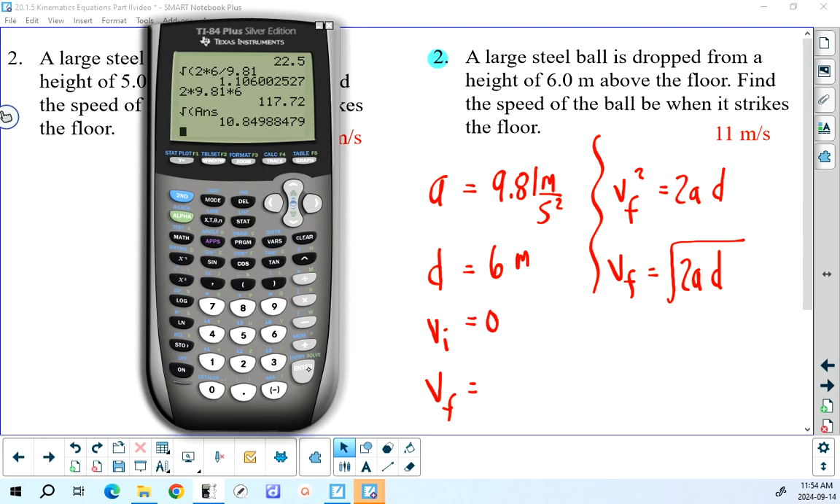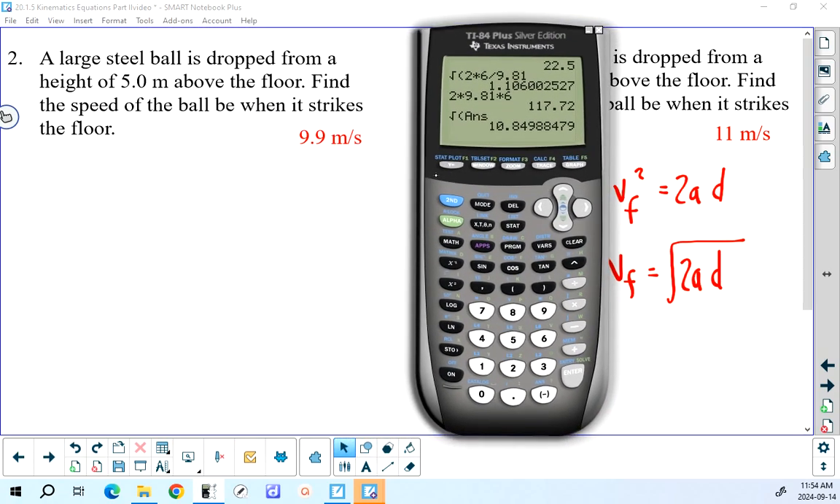Okay? And if I do that with the version on the left, the only thing that would be different is instead of being times 6, it would be times 5. I would still take the square root, and this time I get 9.9.